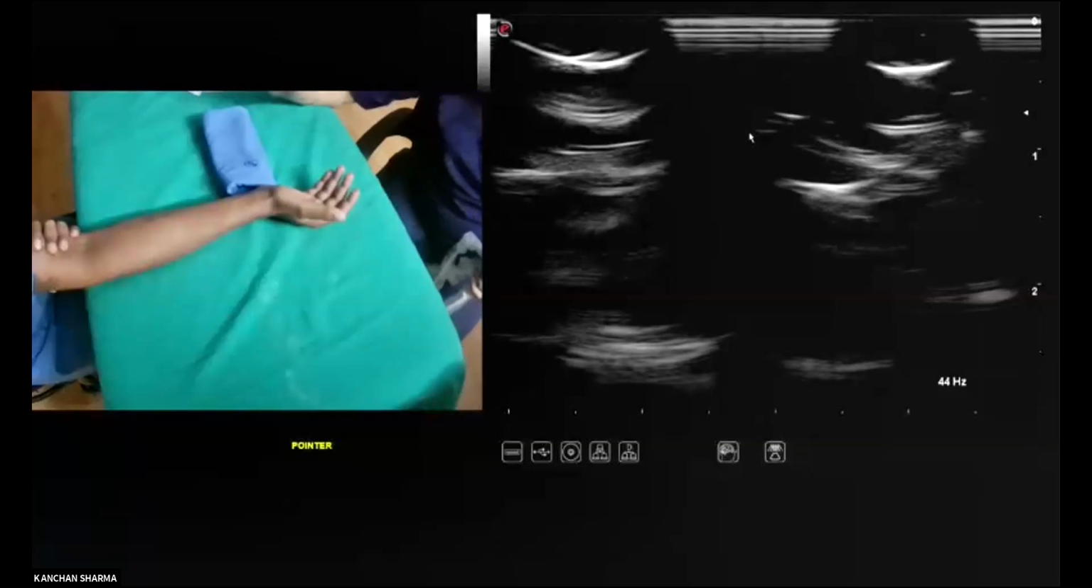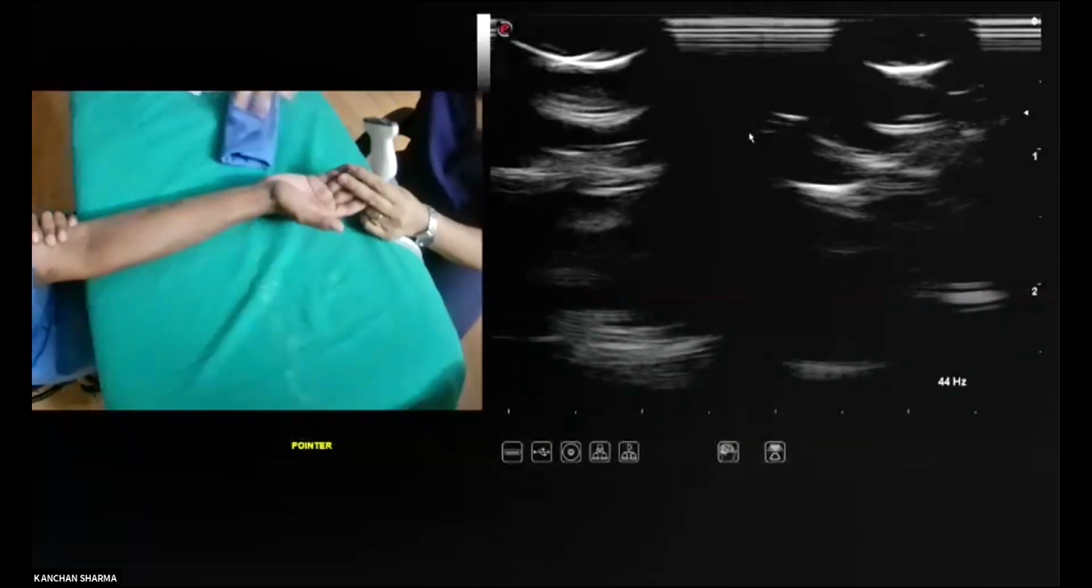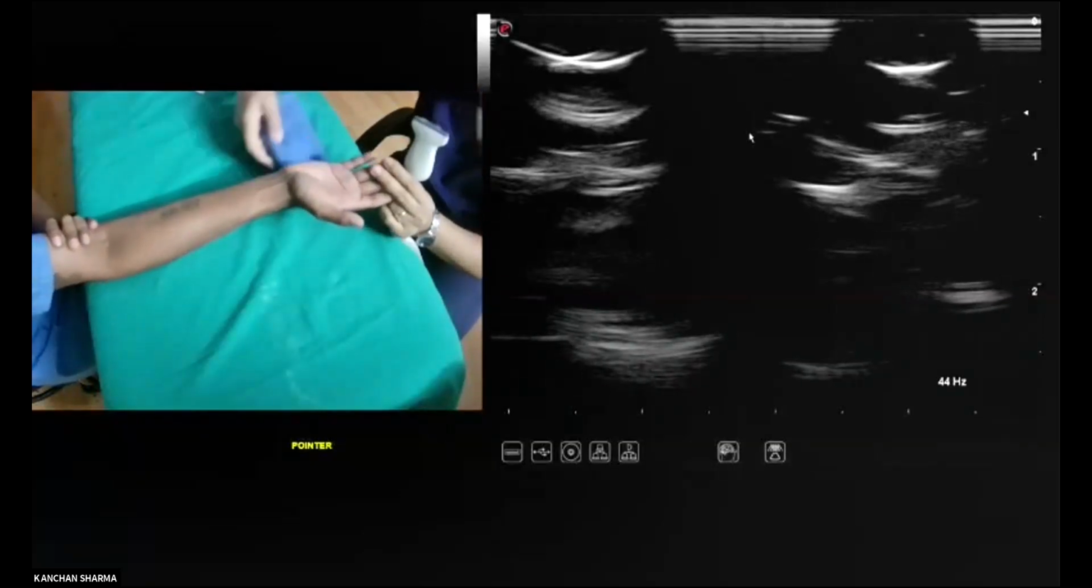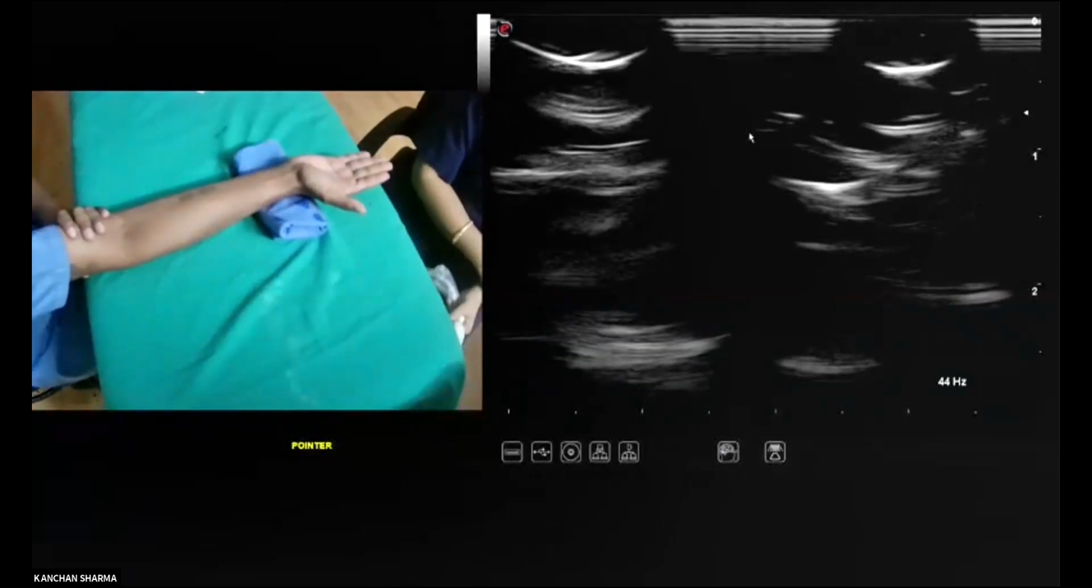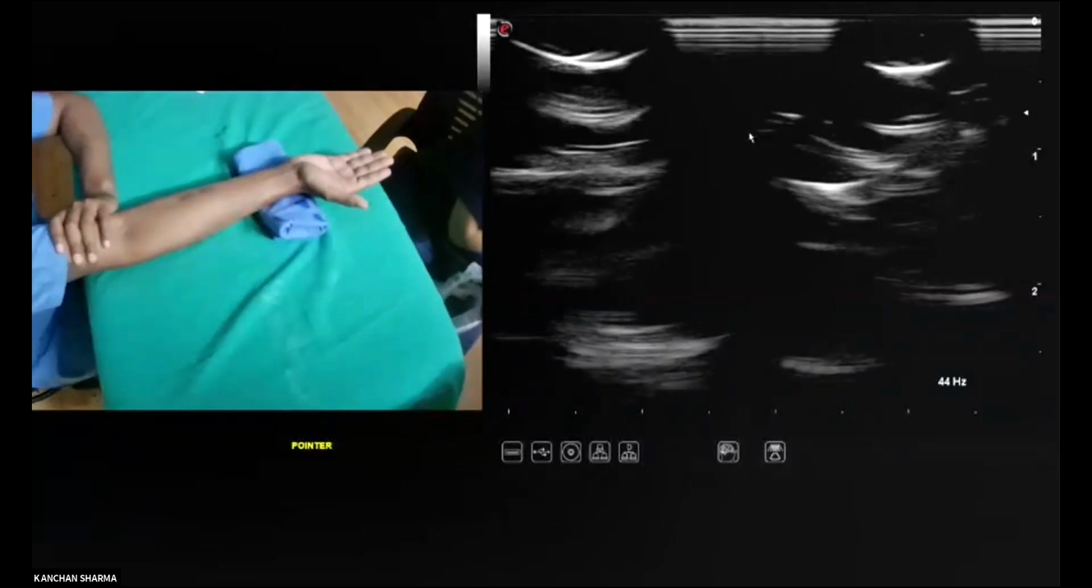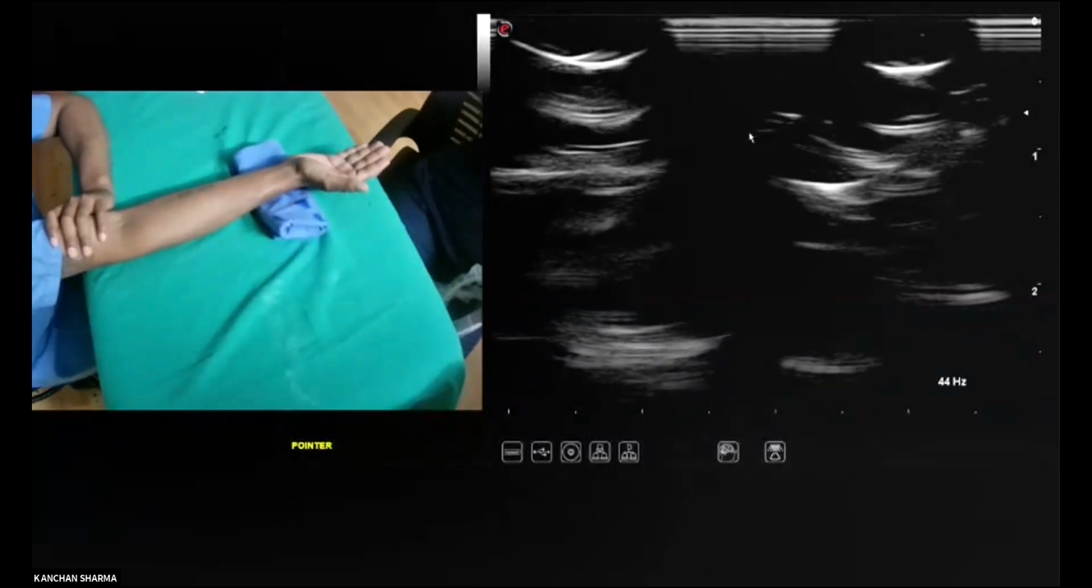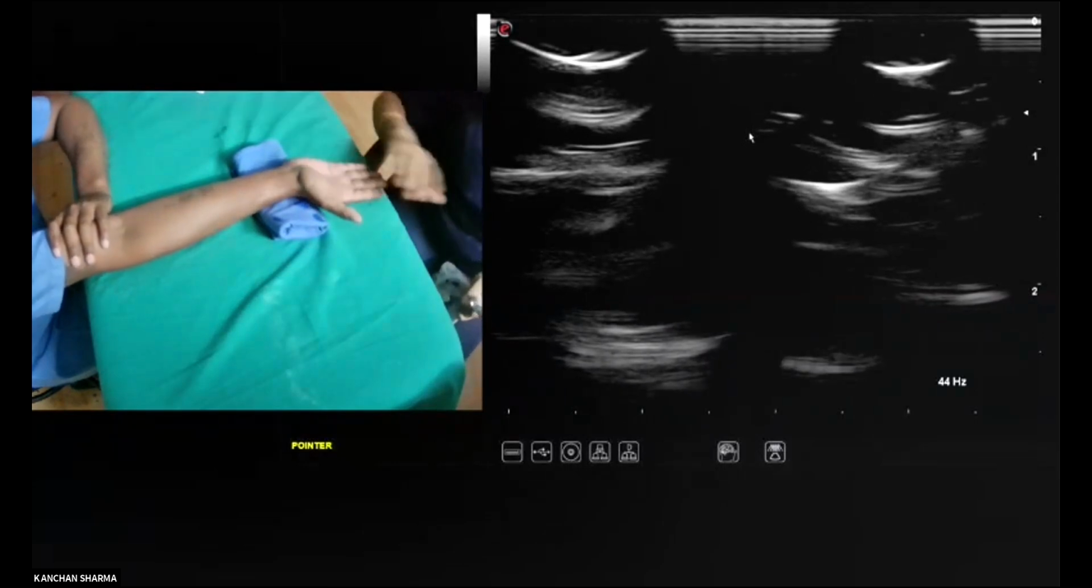First of all, whenever you want to examine anything under ultrasound, I always say position is very, very important. Unless your position is proper, you will not get it. I hope I am audible. Yes, ma'am. Okay, thank you.